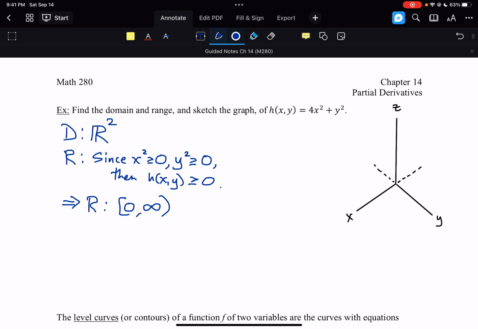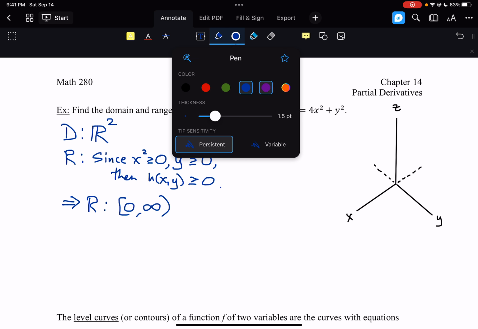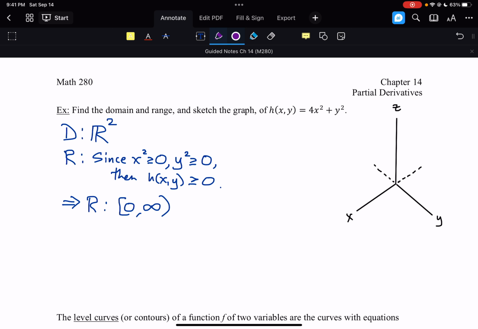Now, in terms of the graph, we can look at this from a few different perspectives. We're going to take a look at what happens with x's, what happens with y's, and what happens with z's to get a clearer picture of this surface without just plotting points, because plotting points can be very ineffective in graphing a 3D surface.